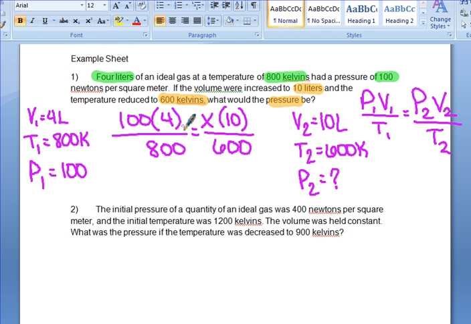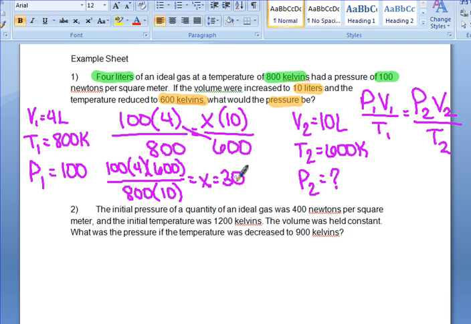So we're going to multiply 100 times 4 times 600. And in order to solve for x, we're going to divide it by 800 times 10. And this is really nice because all you have to do is plug that information into your calculator. When we multiply it out, x is going to be equal to 30.